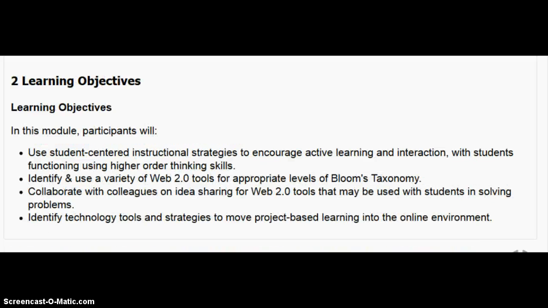Our objectives are to use student-centered instructional strategies, to identify and use a variety of Web 2.0 tools that are appropriate for Bloom's taxonomy, collaborate with colleagues on Web 2.0 tools that may be used with students in solving problems, and identify technology tools and strategies to move project-based learning into the online environment.